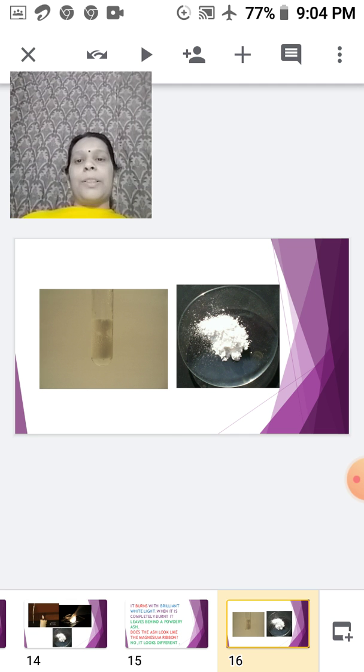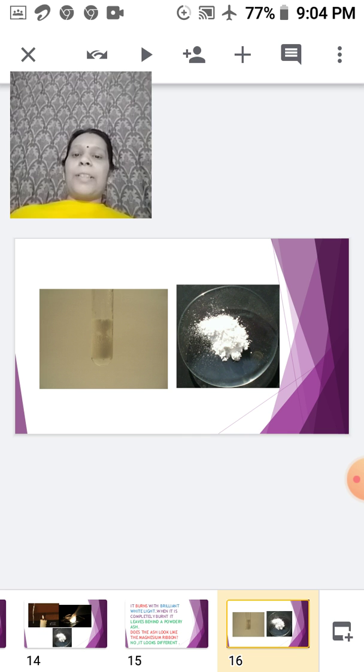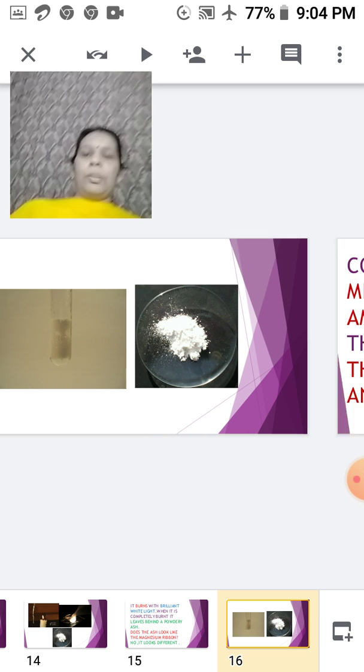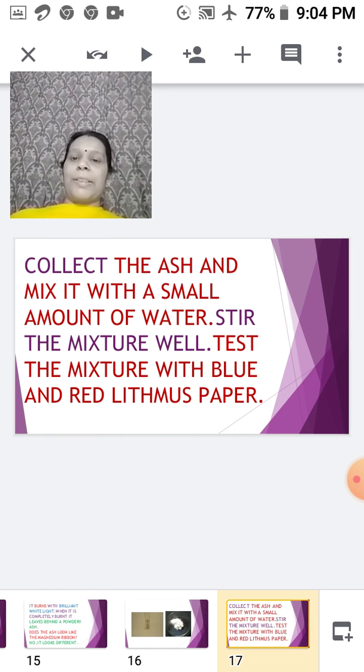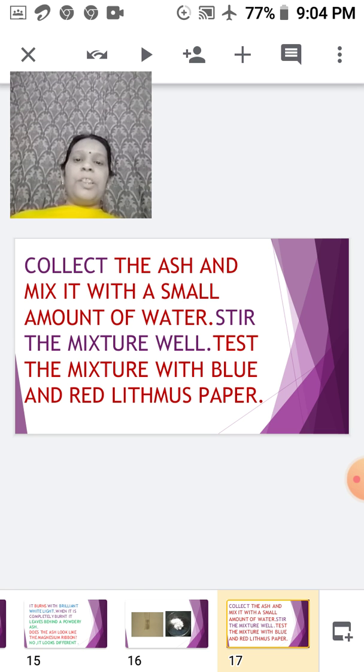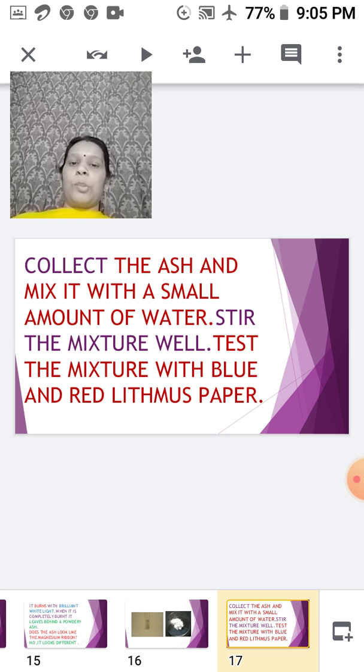Now what we will do next is, we will put this ash in water. We will dissolve it in water. We will mix it with water. Will it dissolve? Let us see. Collect the ash and mix it with a small amount of water.